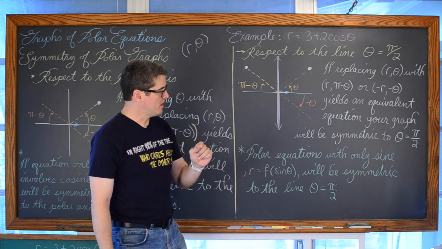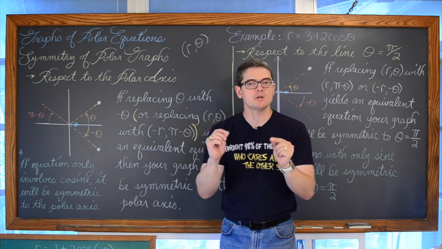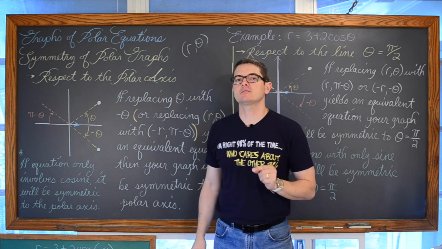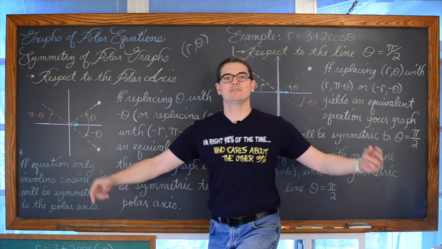Okay, there is one more check for symmetry. Just before I get to the next board, I'm going to say one more time, if any of these algebraic checks fail, you can still have that symmetry. You're just going to have to plot more points to see it in your graph.